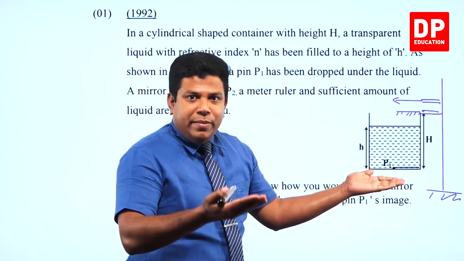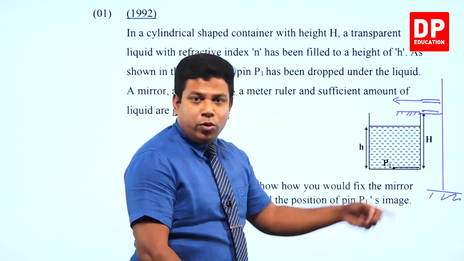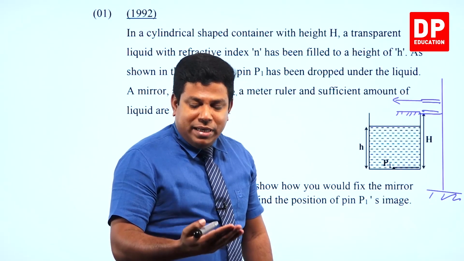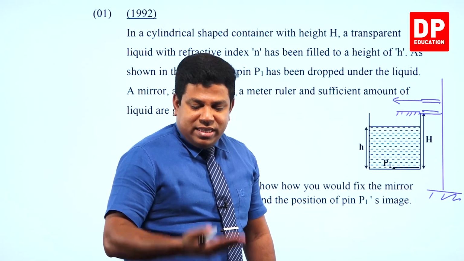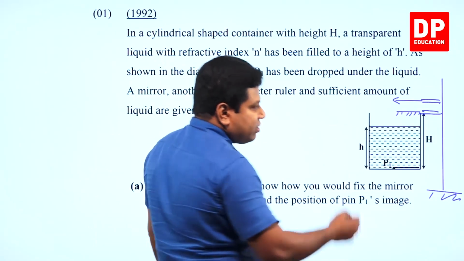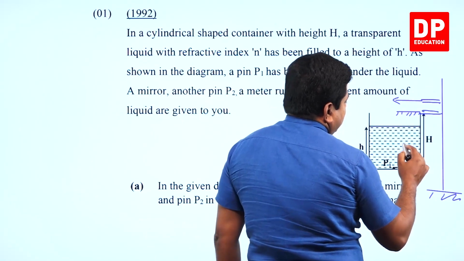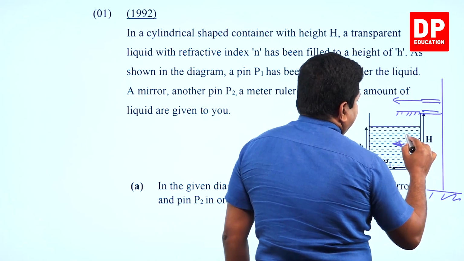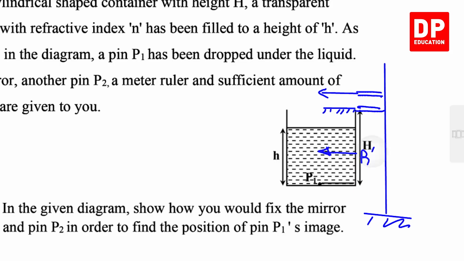An elevated image. If the pin is here, if this is the real depth, you know, real depth, apparent depth. Apparent depth is less than the real depth. That means the image of the pin you will see a bit more elevated than where it is. So P1's image you might see, let's say, somewhere here. Let's say it's P1's image. Let me mark it as P1 dash.